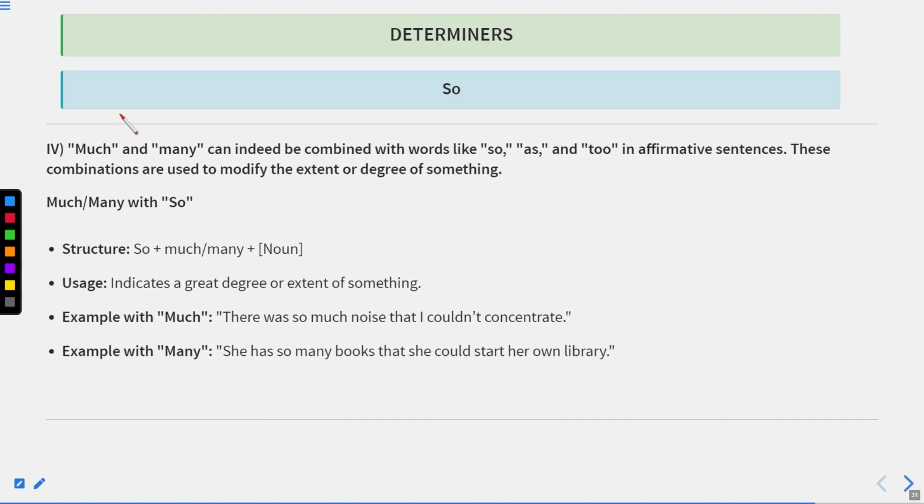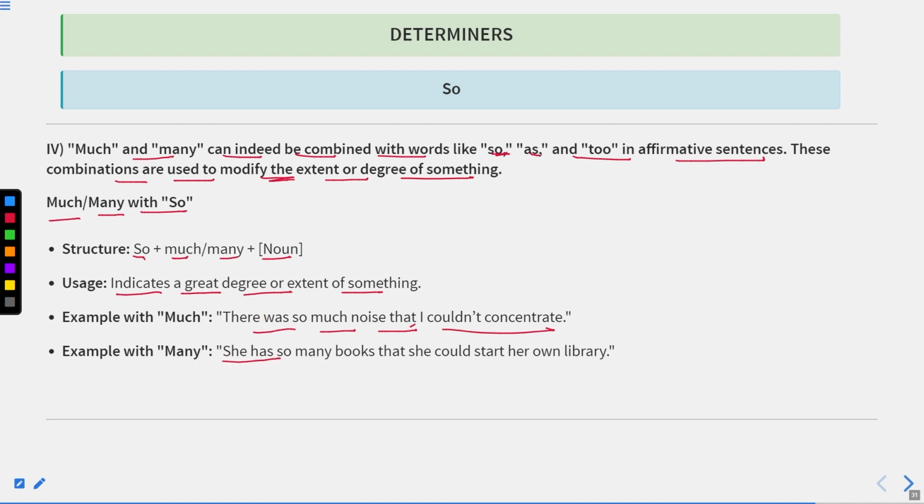Okay. Much and many can indeed be combined with words like so, as, and too in affirmative sentences. These combinations are used to modify the extent or degree of something. Much, many with so. How can we use the word so with much or many? Structure: so much, so many plus noun. It indicates a great degree or extent of something. There was so much noise that I couldn't concentrate. Now, here, so and that both should come to indicate what is actually the extent of something. She has so many books that she could start her own library.